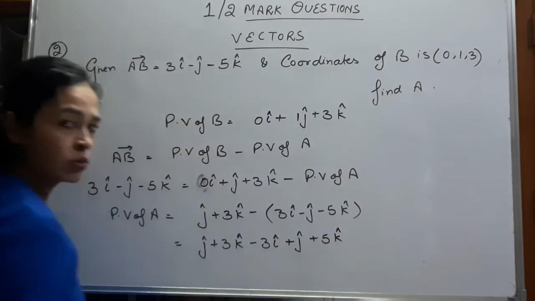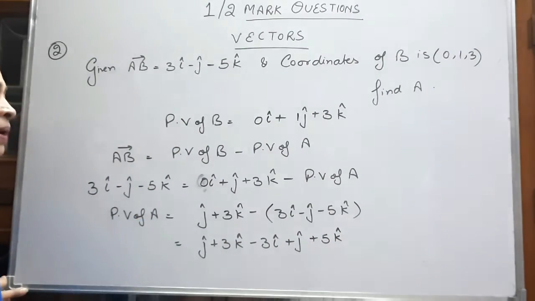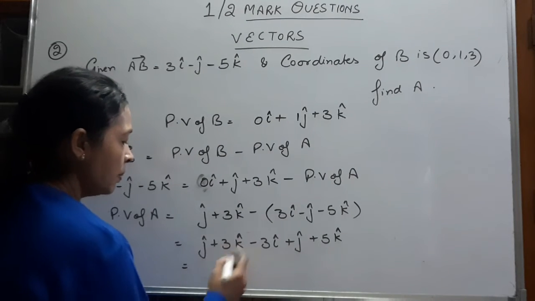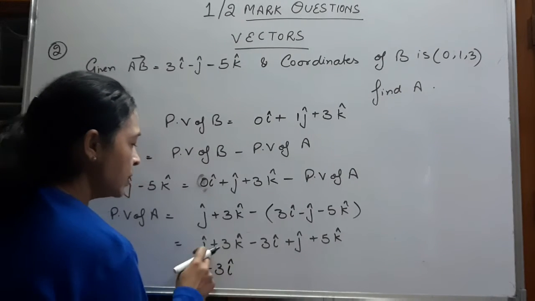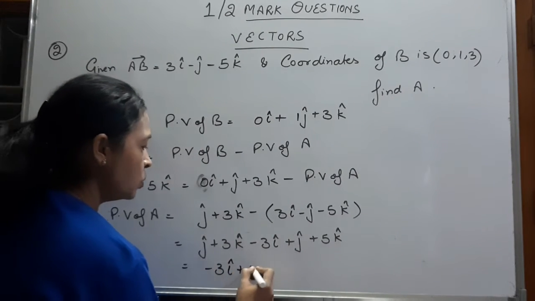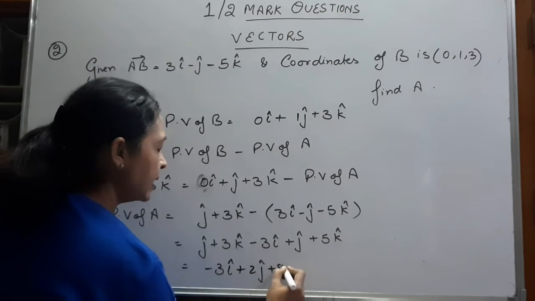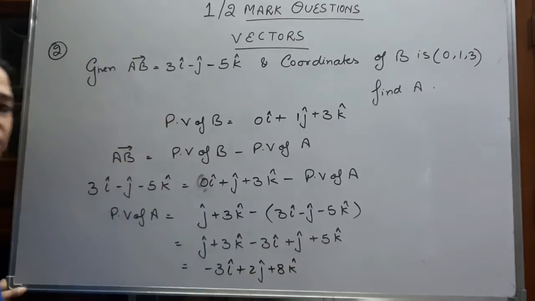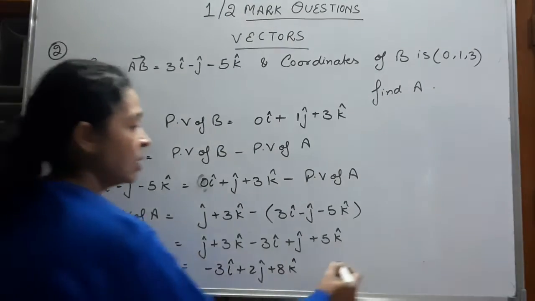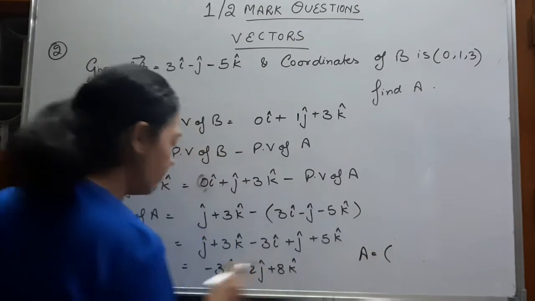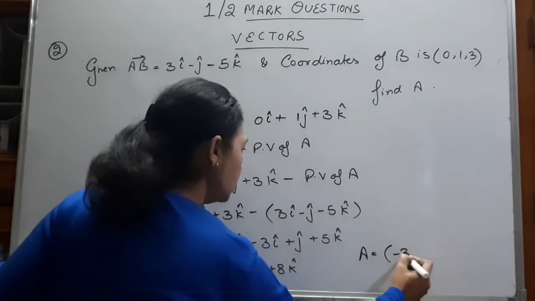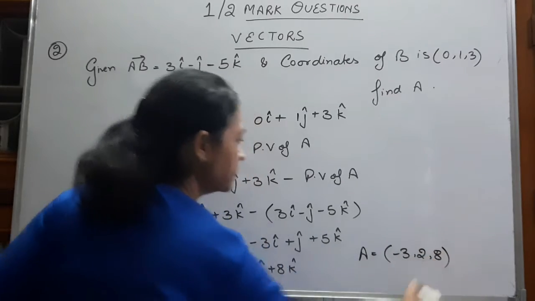We have minus sign outside the bracket. The sign inside the bracket will change. Minus 3i cap, j cap plus j cap, 2j cap plus 8k cap. This is position vector of A. What we have to find? We have to find the coordinates of A. Therefore, the coordinates of A will be minus 3, 2 and 8.